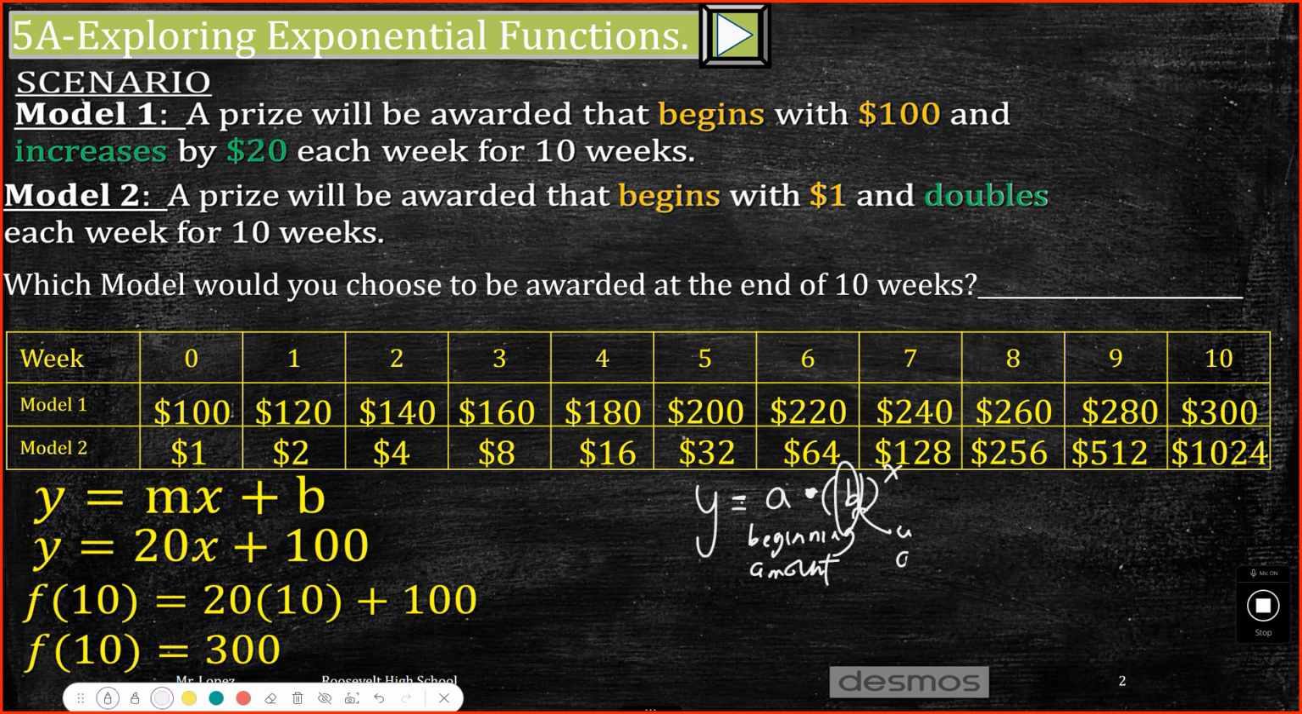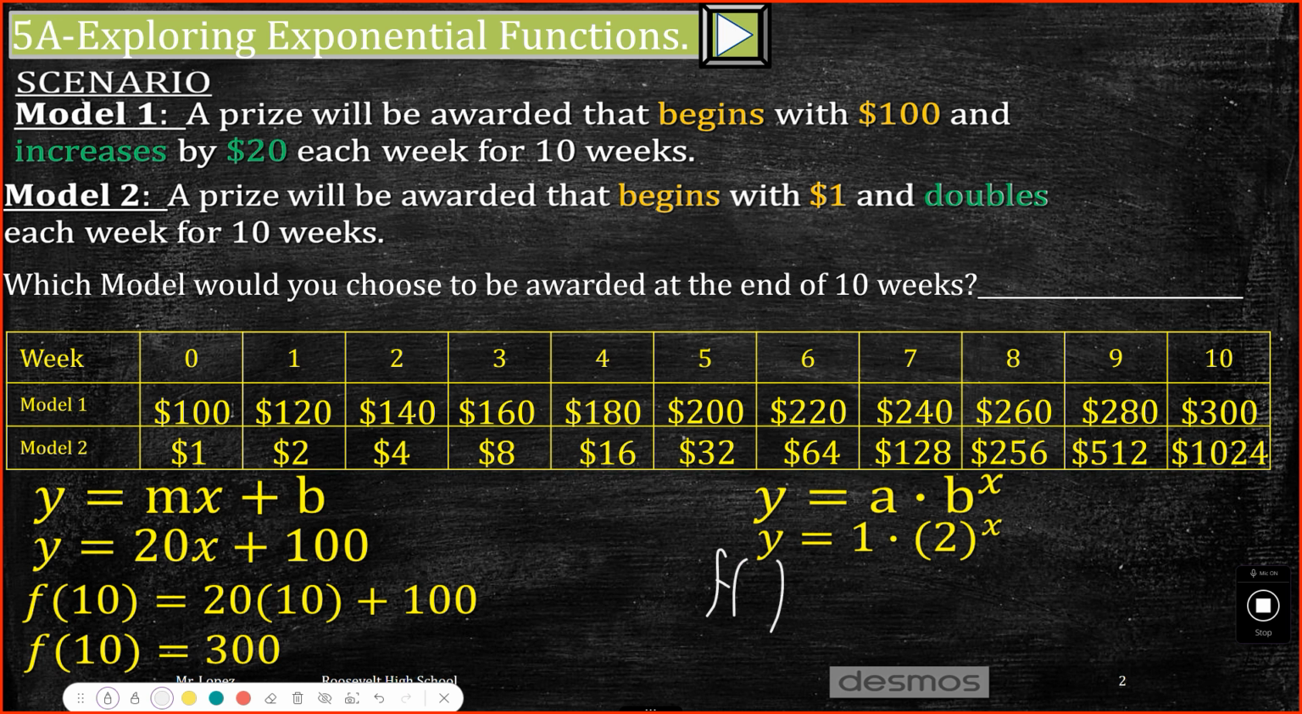All right, so we're going to use that. Now we can put it in function notation, so we're going to say f of 10. f of 10 equals 1 times 2 to the power of 10. Order of operations again: we do the power first and then multiply by that number in the front, which is 1, and it does nothing. So 2 to the 10th power is 1024.